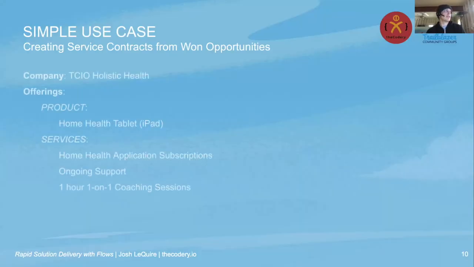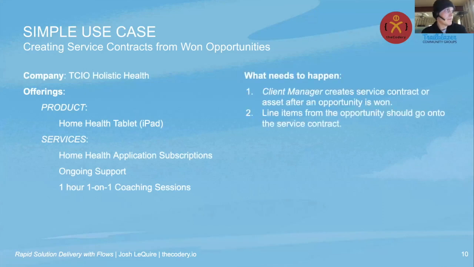All right, so let's talk about a simple use case where we may want to implement a flow and how we can go about doing this. So in this given scenario, we have a company that focuses on holistic health. We'll call it TCIO. They sell a product or a piece of hardware called a home health tablet, an iPad, that comes pre-configured, pre-wired, and ready to go to use their applications.